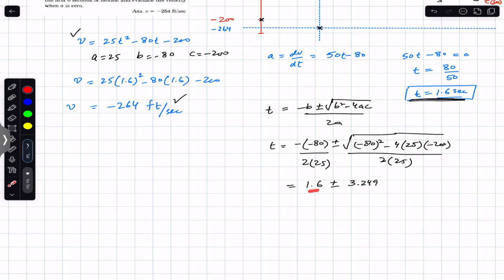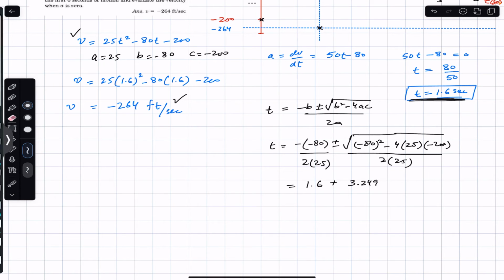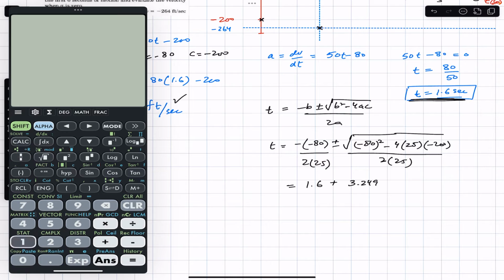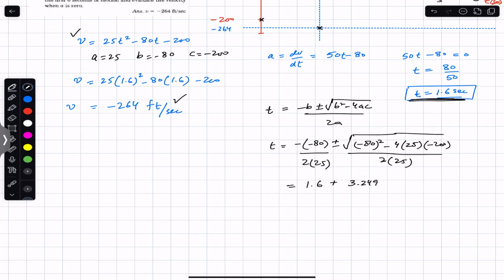1.6 minus 3.249 will give us a negative value, so we can only accept the positive value. So the time at which the velocity equals 0 is 1.6 plus 3.249. So this is 4.849, approximately 4.85. So we can say that at t equals 4.849, the velocity is equal to 0.